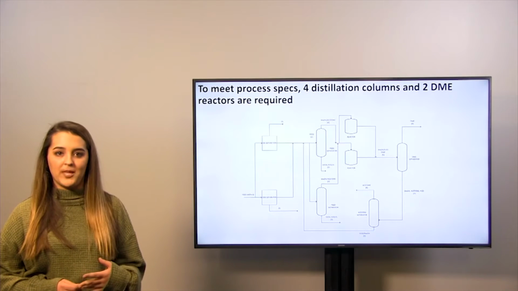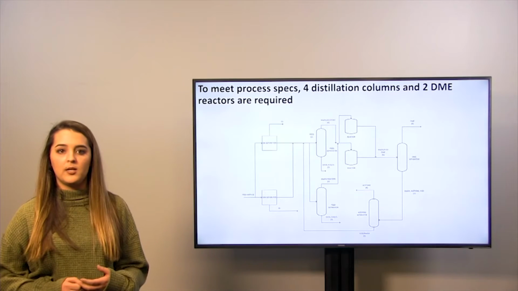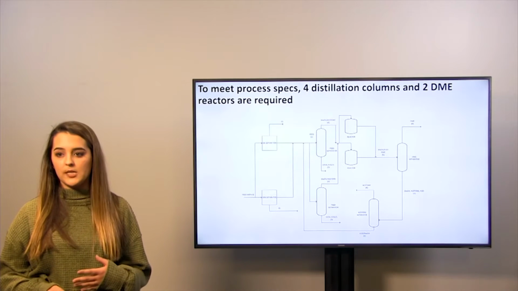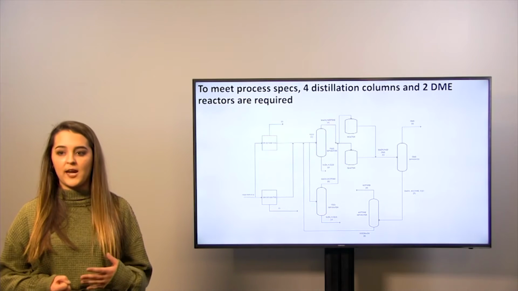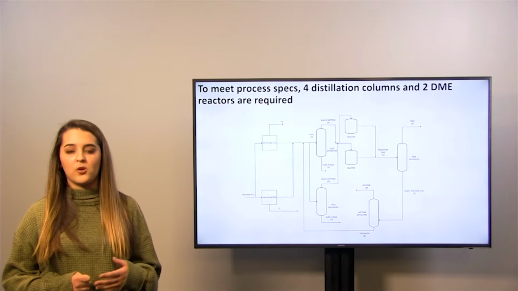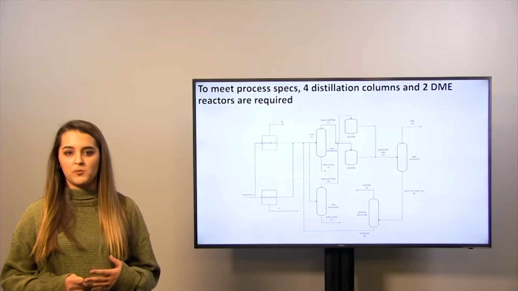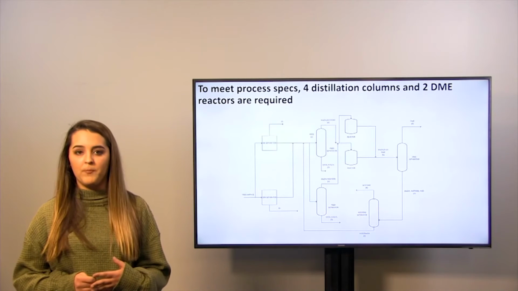The reactor effluent will then go into a third distillation column, the DME separator. The DME separator is very easy to separate because DME is very volatile and has a low boiling point of about minus 12 degrees Fahrenheit, so it can be separated easily. The bottoms, which is water, ethanol, and acetone, will go to a fourth distillation column.